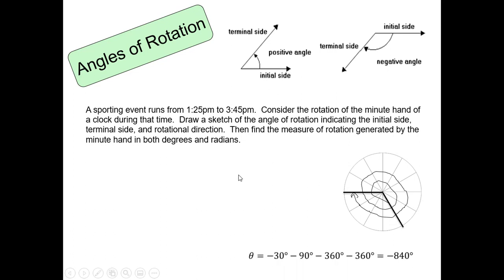So the measure of rotation in degrees would be theta equals, I start at, this would be negative 30, this would be negative 90, and each turn around would be negative 360. So negative 30 minus 90 minus 360 minus 360 equals negative 840 degrees. Now, I didn't do it in radians, but you could convert negative 840 degrees to radians and solve that.